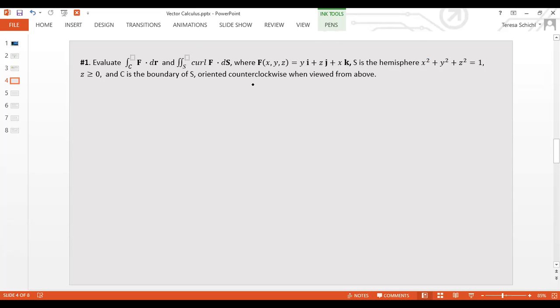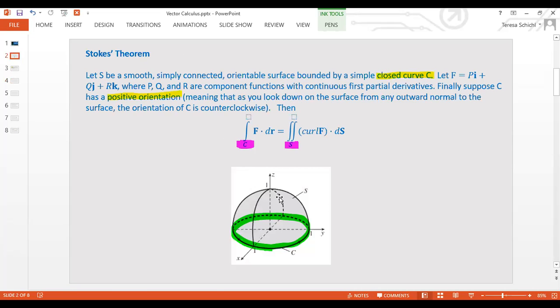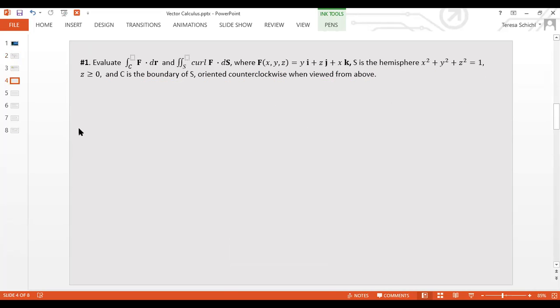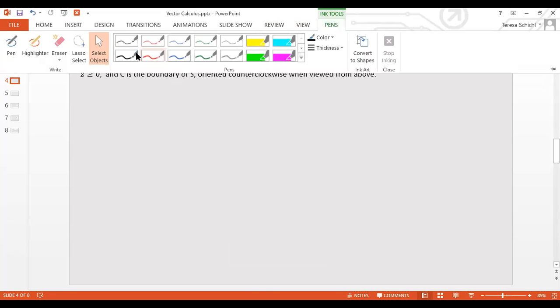And C is the boundary of S, oriented counterclockwise. So basically, this is what we said is the hemisphere, right? It's the half of the sphere sitting above the XY plane here. Okay, so now we said let's try to do the line integral and the surface integral.